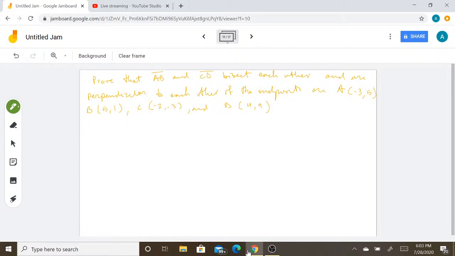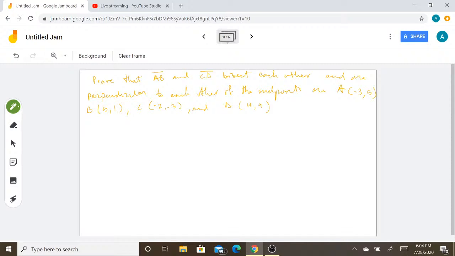This is another problem based on perpendicular lines, but in addition to this, we have to worry about bisectors. And if lines bisect or segments bisect, we learn that they're split into two congruent parts. Okay, so it asks us to prove that side AB and CD bisect each other and are perpendicular to each other if the endpoints are A (-3, 5), B (5, 1), C (-2, -3), and D (4, 9).